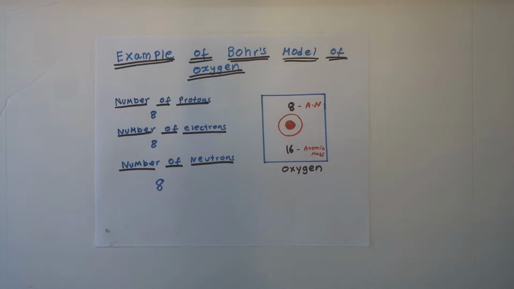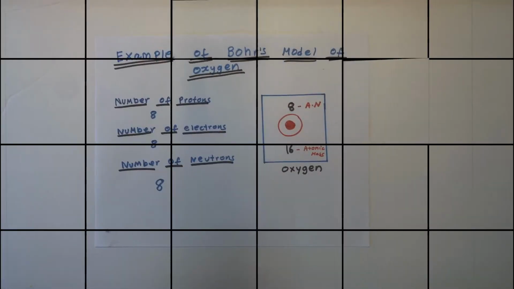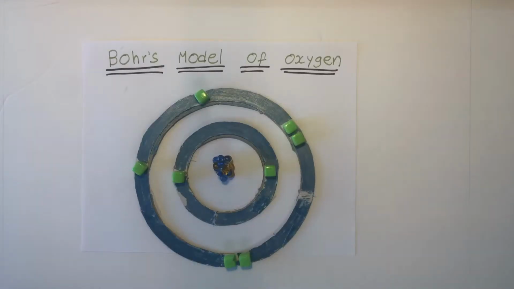In order to make the Bohr's model of oxygen, we need to know how many protons, neutrons, and electrons are in an atom of oxygen. We know that oxygen has an atomic number of 8 and an atomic mass of 16. To find the neutrons, we subtract the atomic number from the mass number. Because oxygen has 8 electrons, it has 6 valence electrons in the outermost shell, which is represented by the green beads.